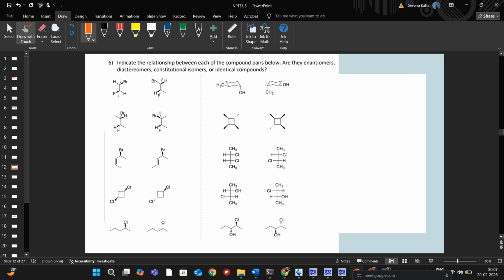For the first pair, what you can do is try to figure out the absolute configurations of the chiral centers present. Suppose for the first example, this will be the first priority, this will be the second priority, the one below the plane will be the third priority, and the hydrogen will be the fourth priority. So the fourth priority group is present on the plane of paper.